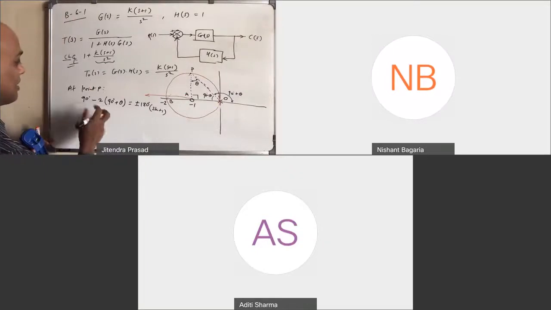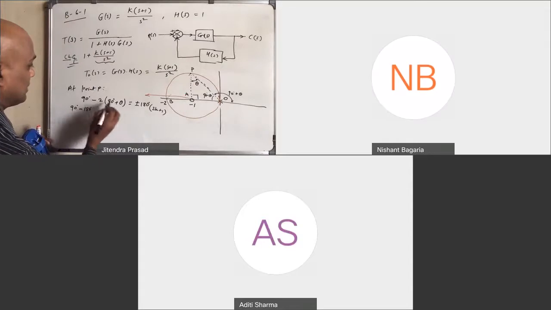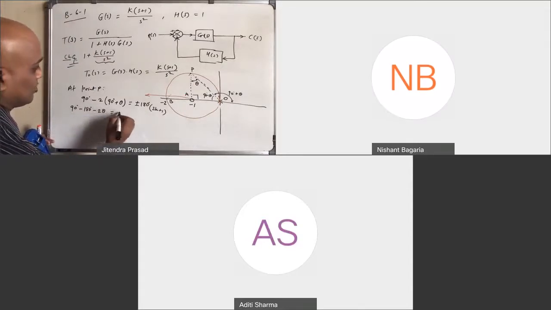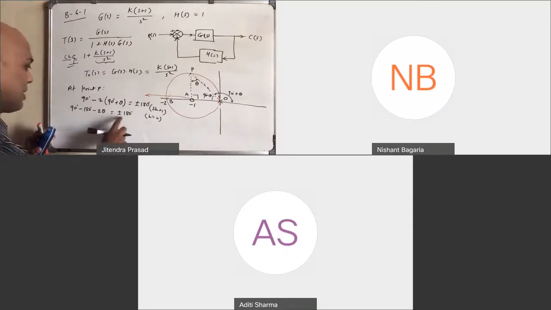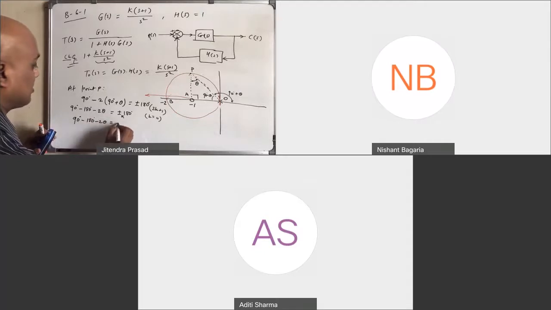Now looking at this one, what do we get? We get 90 degree minus 180 degree minus 2 theta is equal to plus minus 180 degree. So let's say k equal to 0, and let's take the minus sign. Okay, so 90 degree minus 180 degree minus 2 theta is equal to minus 180 degree, right? And then what do you get?